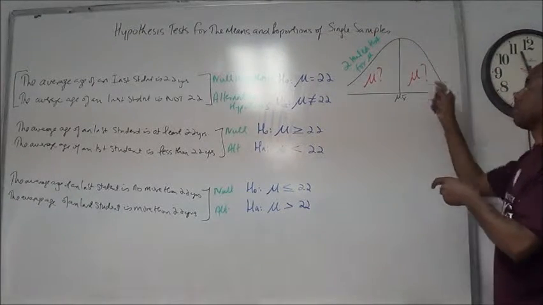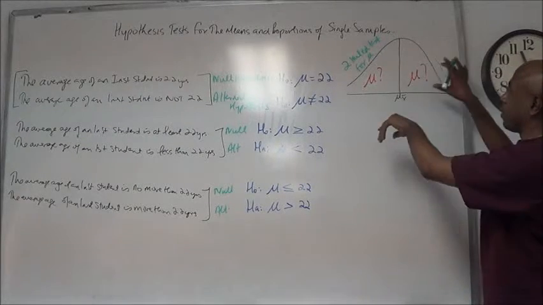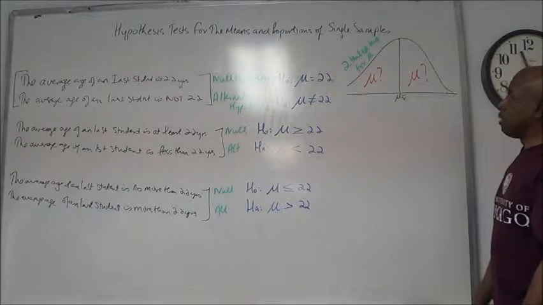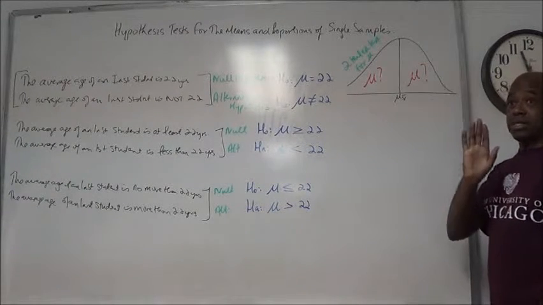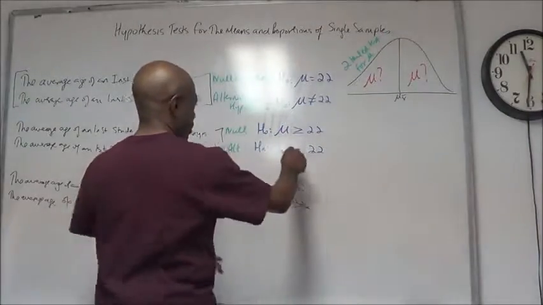Why is it a two-tailed test? Because we have to look on both sides to see if the mean falls on one side or the other, but not where he said it was. Okay? Does that make sense? Okay. So let's go to the second one then.